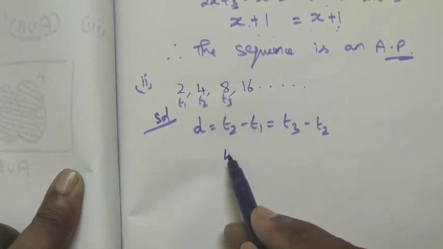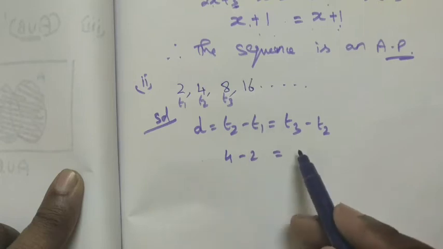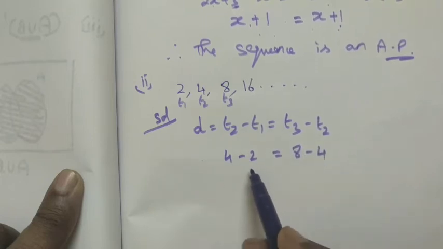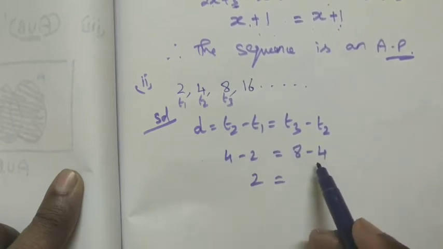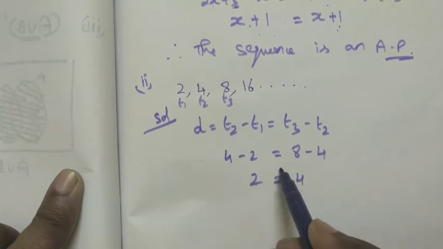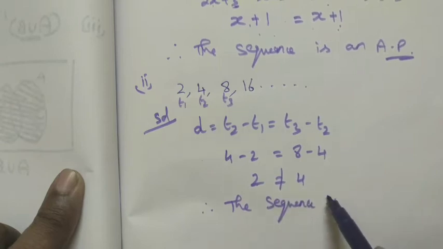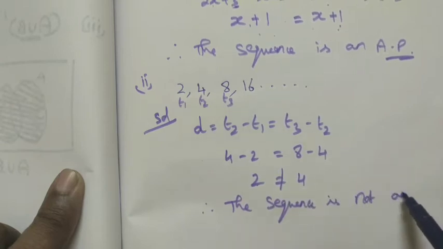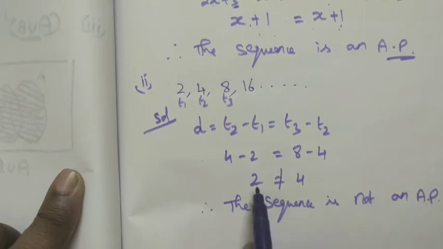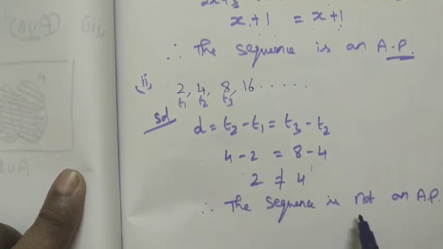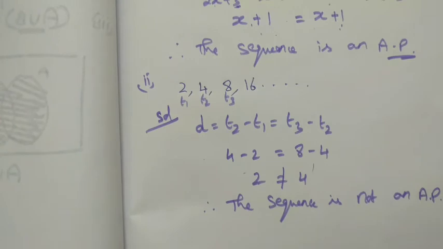So T2 minus T1 is equal to 4 minus 2 and T3 minus T2 is equal to 8 minus 4. 4 minus 2 is 2, and then 8 minus 4 is 4. So 2 is not equal to 4, therefore the sequence is not an AP. Common difference is not equal, so we can conclude it is not an AP.